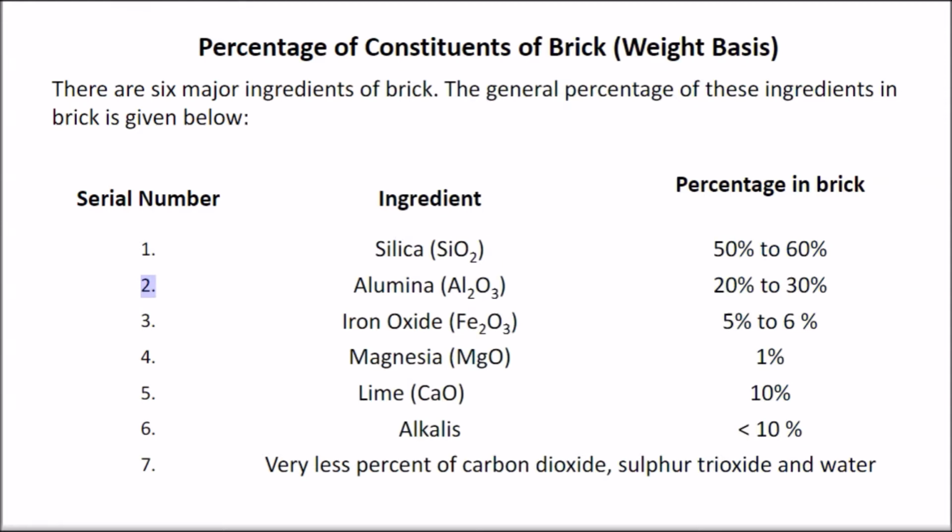2. Alumina, Al2O3: 20% to 30%. 3. Iron oxide, Fe2O3: 5% to 6%. 4. Magnesia, MgO: 1%.